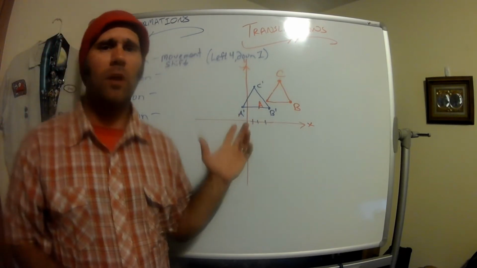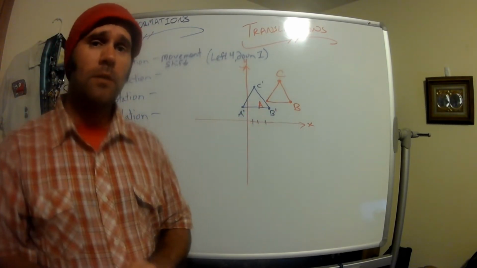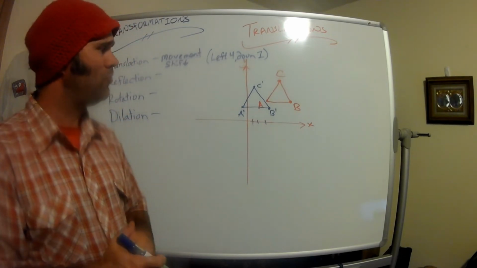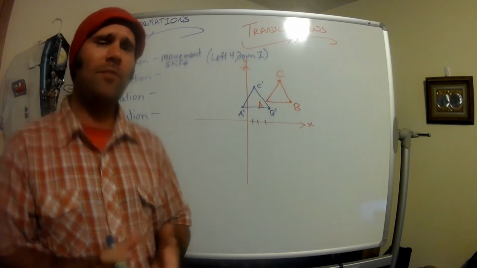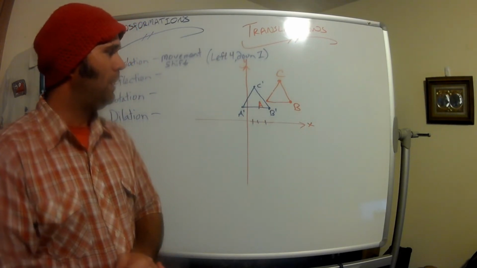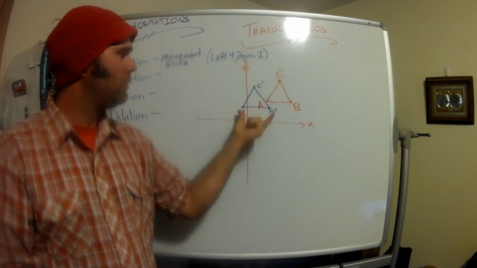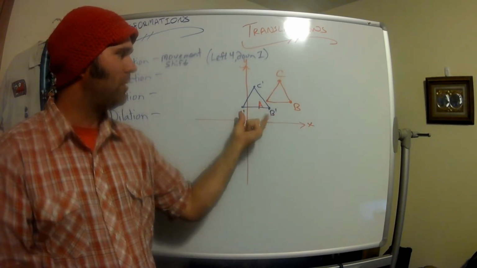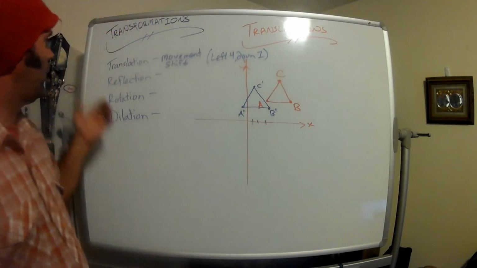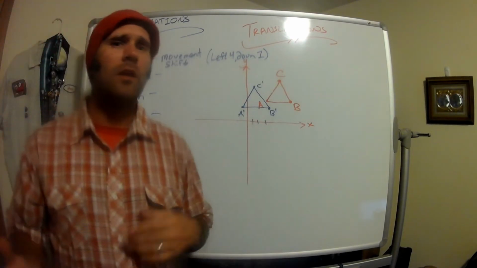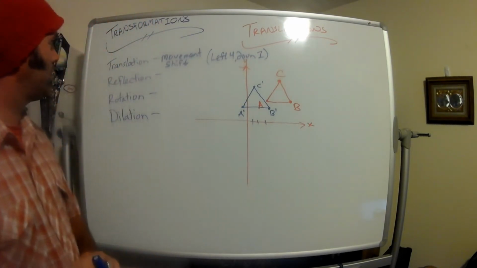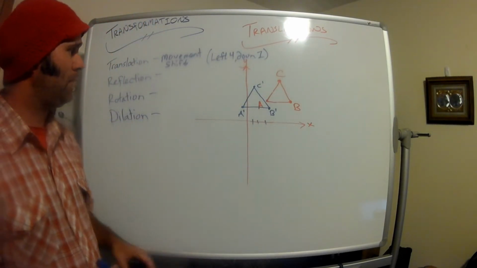And these shapes are congruent because they are the same size and the same shape. Same size and same shape, so they are congruent shapes. The image, which is A prime, B prime, C prime, and the pre-image, which is ABC. And that's all a translation is: moving left and right, up and down. You're moving the whole shape around. So that's a translation. Okay.